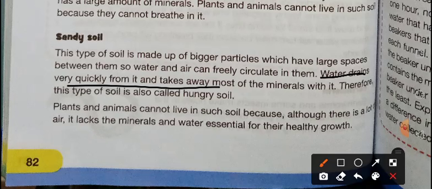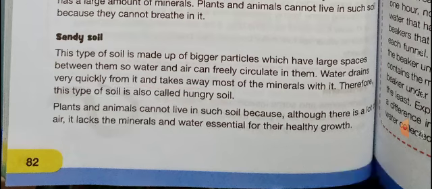And it takes away most of the minerals with it. When the water flows out, the minerals go with it. Therefore this soil is called hungry soil. Kindly underline it. It is called hungry soil. Why? Because water and minerals do not stay in this type of soil. Plants and animals cannot live in it because water does not stay inside, and without air and without water plants cannot grow. Although there is a lot of air in it, it lacks minerals and water essential for healthy growth.